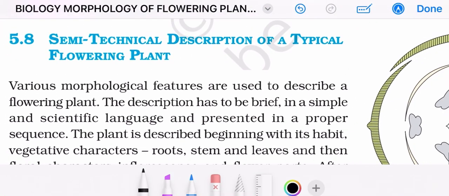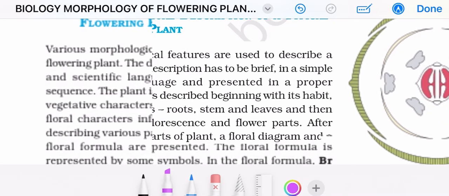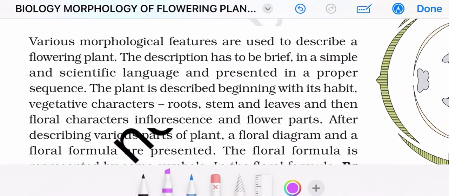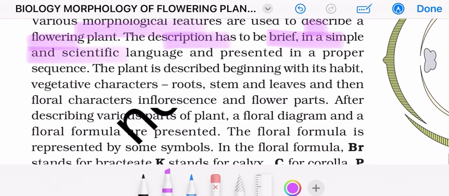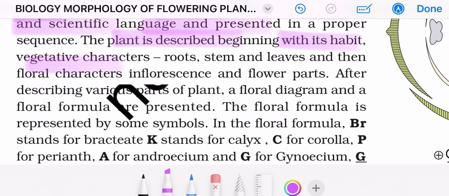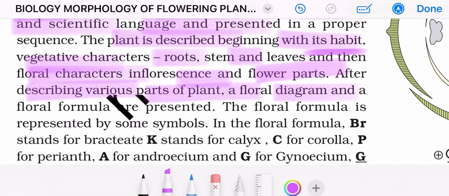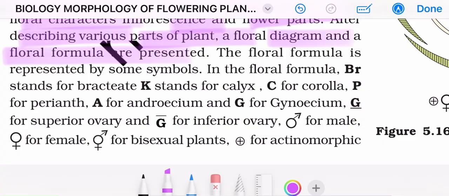Now, semi-technical description of a typical flowering plant. Various morphological features are used to describe a flowering plant. The description has to be brief, in simple and scientific language, and presented in a proper sequence. A plant is described beginning with its habit, vegetative characters, root, stem, and leaves, then floral characters, inflorescence, and flower parts. After describing various parts of a plant, a floral diagram and a floral formula are presented.